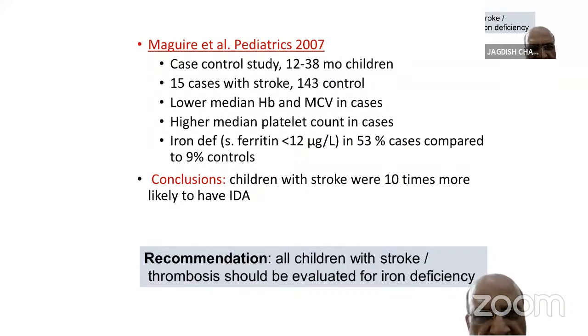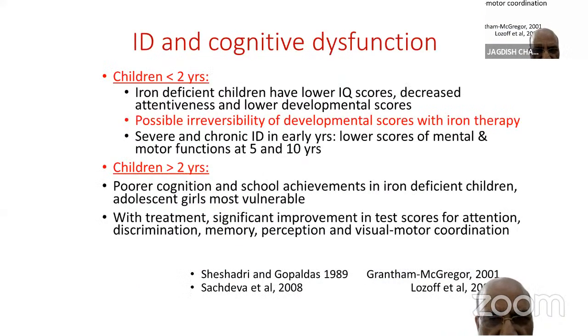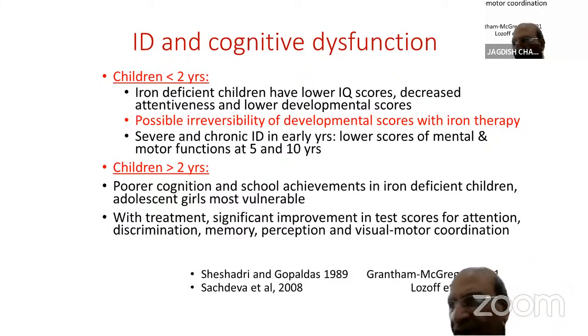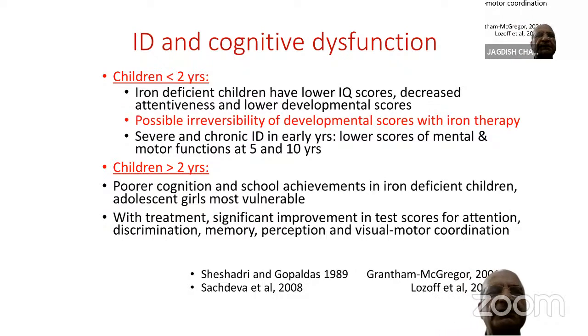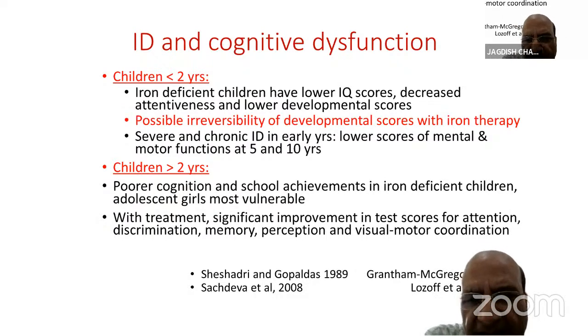Again, this study of 2007 showed that children with stroke were 10 times more likely to have iron deficiency, as the figure showed 53% in cases with strokes compared to 9% in controls. It was recommended that all children with stroke should be evaluated for iron deficiency. In this part of my talk, I'm just trying to highlight the important clinical features which are not realized to be occurring as a result of iron deficiency.